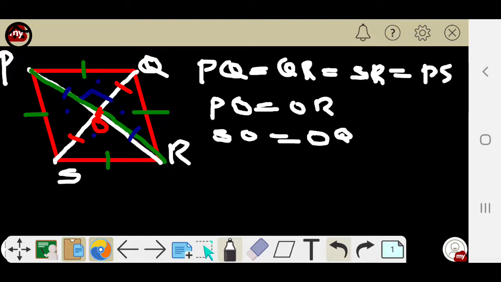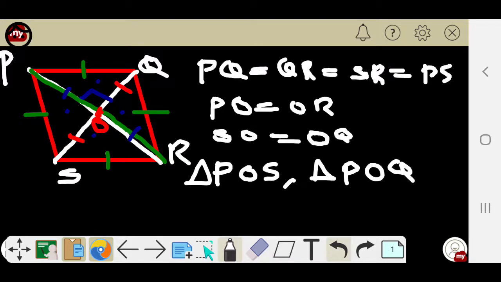We have to prove perpendicular, that means the angle forming there is 90 degree. To prove this one, we will use the congruency of triangles. You already know there are some congruence rules, SSS, SAS, like that. Then here, consider the two triangles POS and POQ. Triangle POS and triangle POQ.